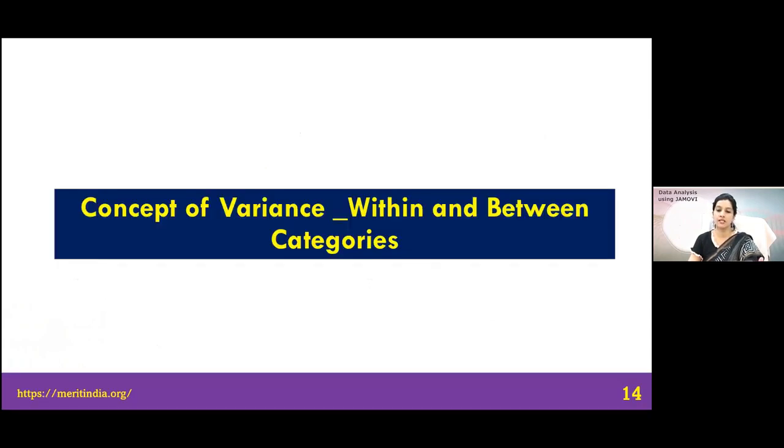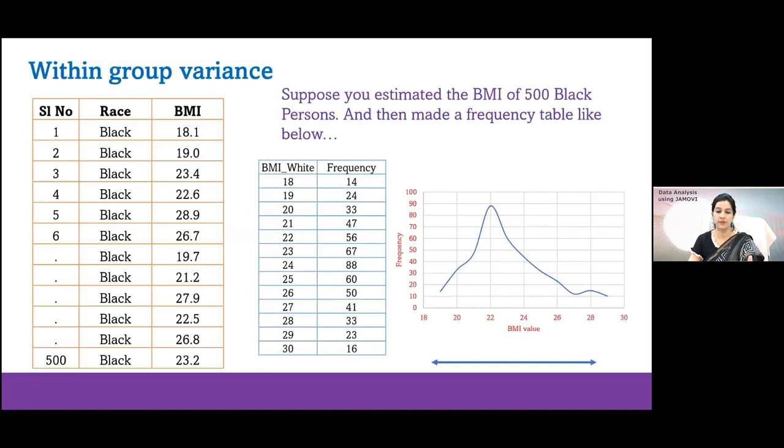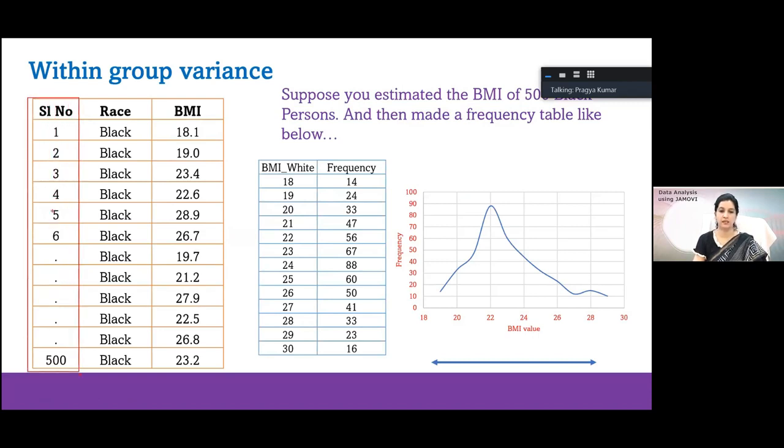Now let's understand the concept of variance. There are 2 types of variance which we discussed: within group variance and between group variance. To understand the within group variance, here is an example. You have taken 500 black individuals. This first column tells you the serial number of the 500 subjects, and the race of all these is black. So all these belong to one group. And this is the BMI. So you can see the range, various BMIs are there.